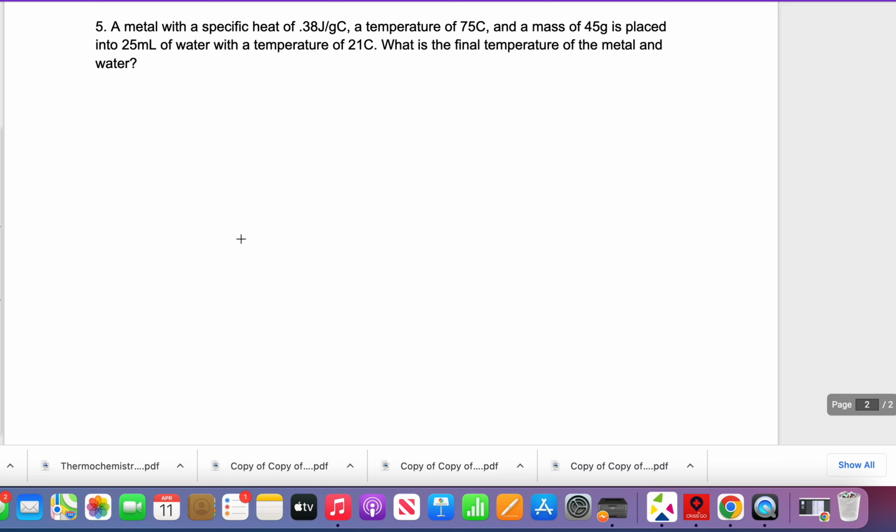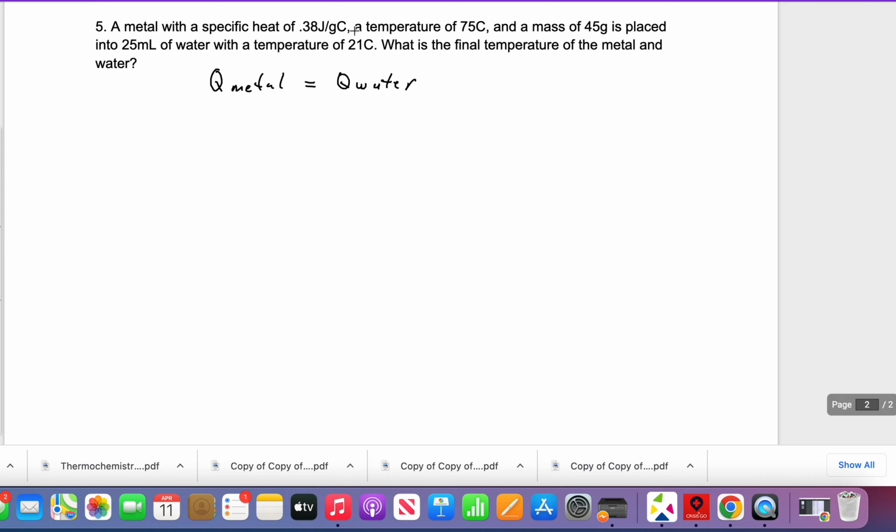Okay, number 5 is a real algebra problem, a big mess here. But anyway, basically how this will work is that the whole premise of calorimetry is the Q of the metal, the energy that the metal loses or gains, has to be equal to the Q of the water. Okay, now you've got to read the problem.